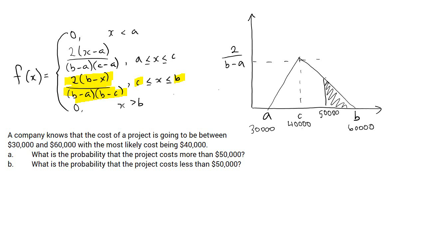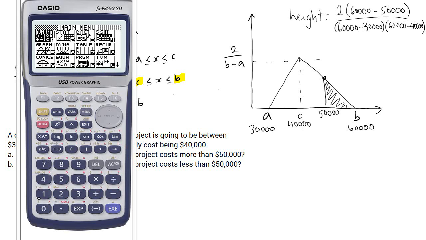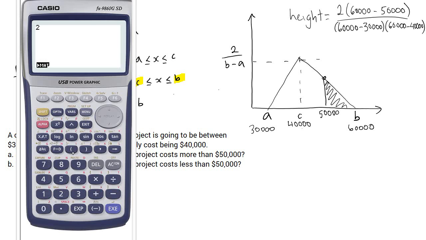So again, the first thing we need to do is work out the height at this point. Now the height is based on this formula here, and it's going to be 2 brackets, now B is 60,000 minus X, which is 50,000, over B minus A and B minus C. If we grab our calculator, we can work this out by just typing it in. Again, it's best if we write this as a fraction, so if we press the fraction to decimal button, we see that this is 1 over 30,000.